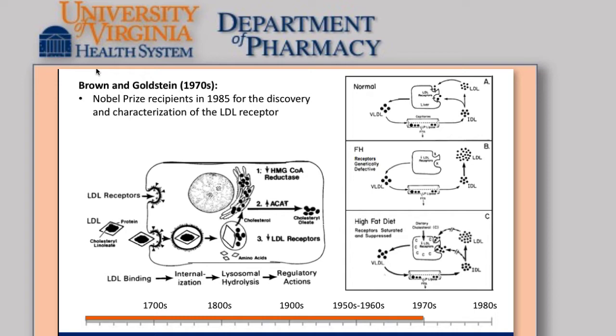In familial hypercholesterolemia, those LDL receptors are inherently defective, which leads to large pools of LDL since you have no way to clear them from the circulation. And in patients with a high-fat diet, you see that the receptors become saturated and the receptors themselves become downregulated, leading to these large pools of LDL.